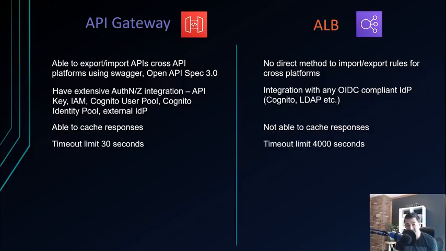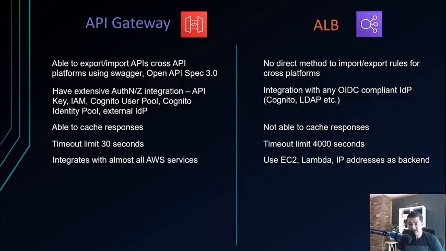API Gateway, however, the timeout limit for API execution is 30 seconds. And application load balancer timeout limit is 4,000 seconds, so a way longer timeout limit. API Gateway integrates with almost all AWS services. If you go to the API Gateway console and click the backend integration, you will see a lot of AWS services in there. ALB integrates with EC2s, Lambdas, and IP addresses as backend. It cannot integrate directly with all the different services that API Gateway can. API Gateway, there is no health check, like it's not going to periodically go and check if the backend service is up and running.